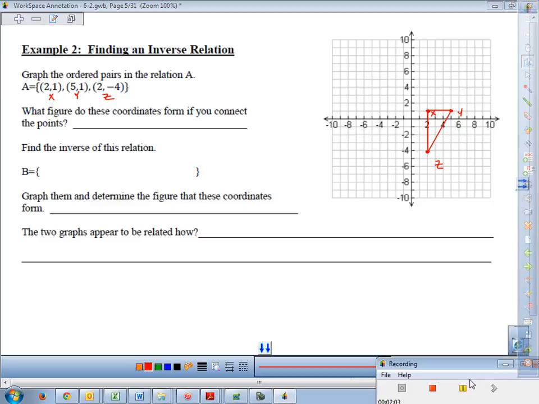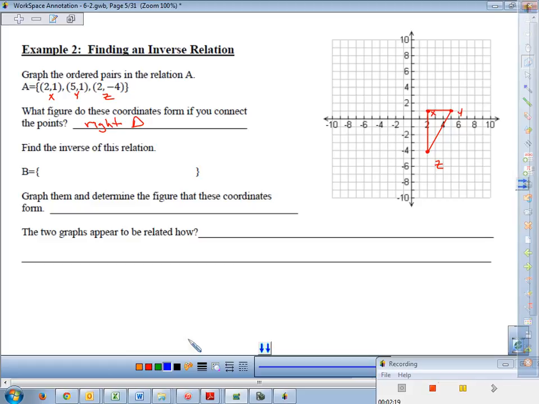They ask us what kind of figure you get when you connect them together. Obviously, it's a triangle. Anything a little more special about that you know? It's a right triangle because one side is vertical, one side is horizontal. You know they're perpendicular to each other. So this is a right triangle.